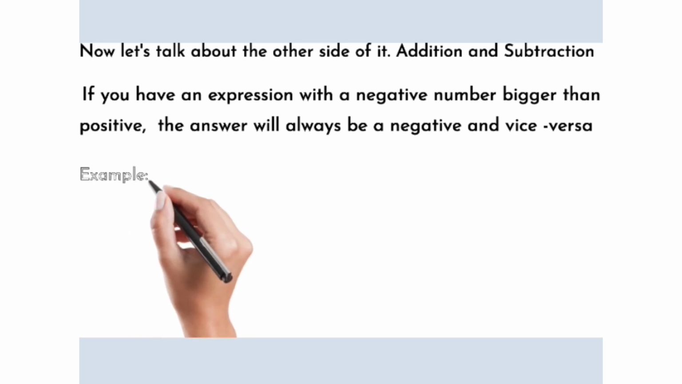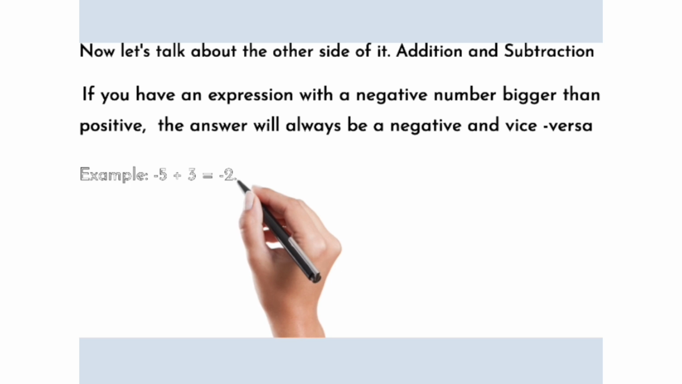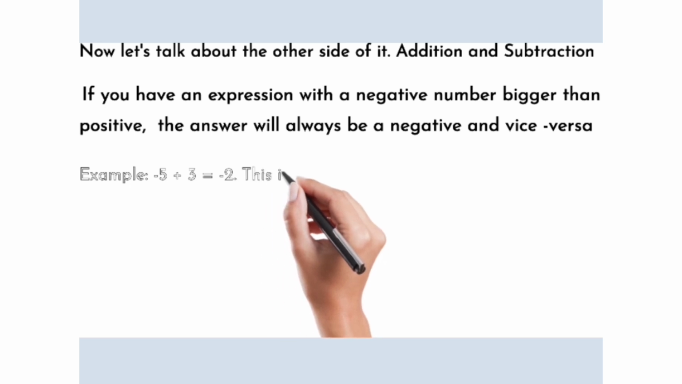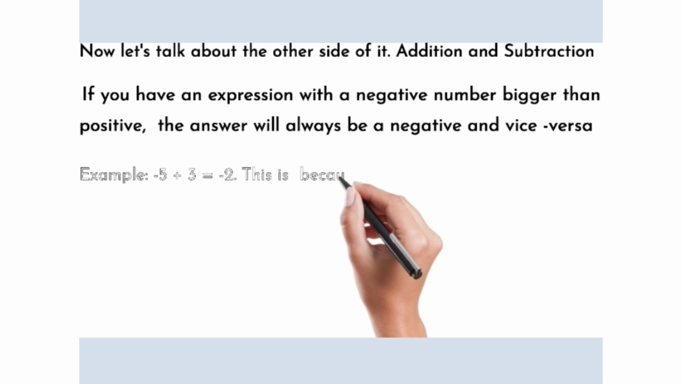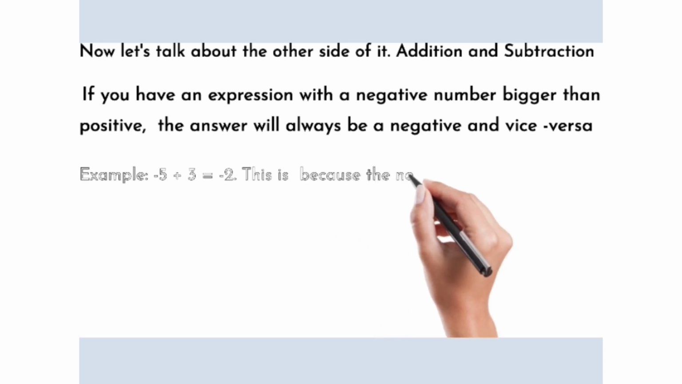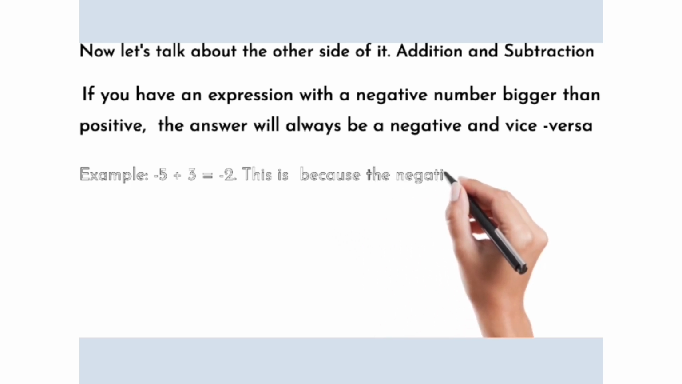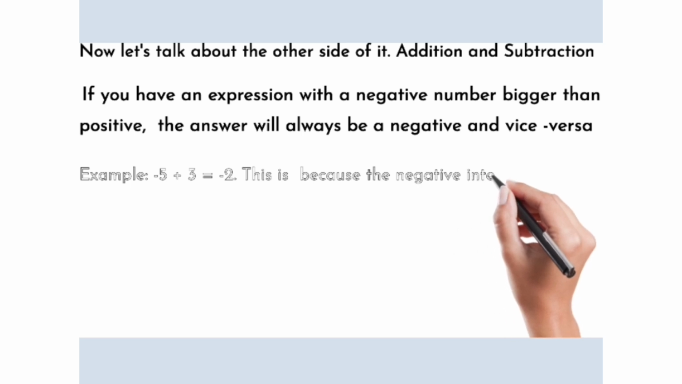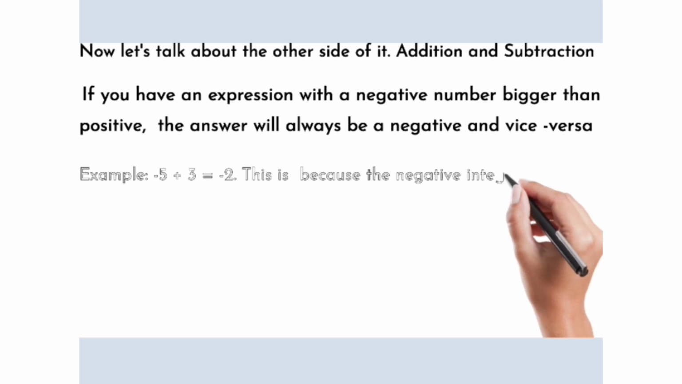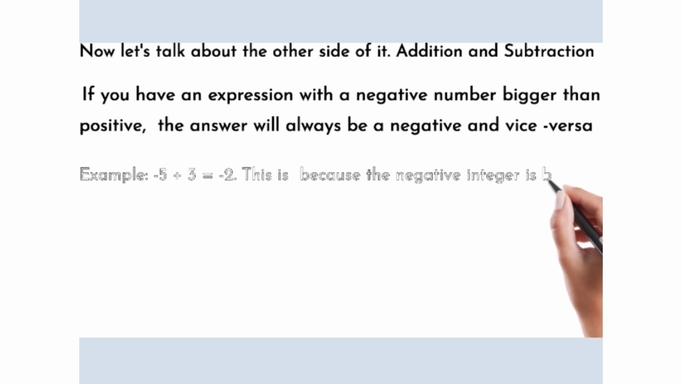Example, you have minus 5 plus 3. This gives you minus 2. This is because the minus 5 was bigger than the positive 3. The negative integer was bigger than the positive integer. So that makes it a negative answer.